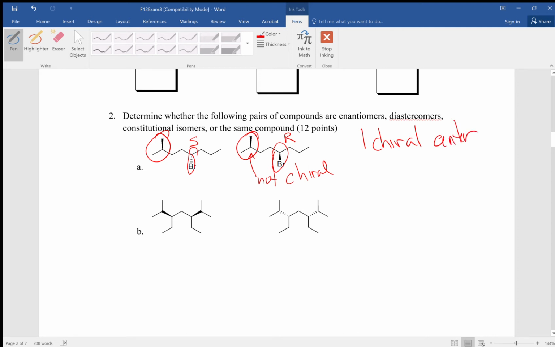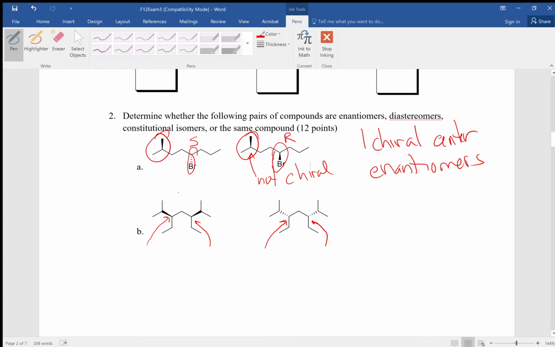Since that chiral center has been reversed from one compound to the other, that makes these two compounds enantiomers. In part B, we actually have two chiral centers. And as we can see, the chiral centers have both been reversed from the compound on the left to the compound on the right. So initially we might say that these are enantiomers.